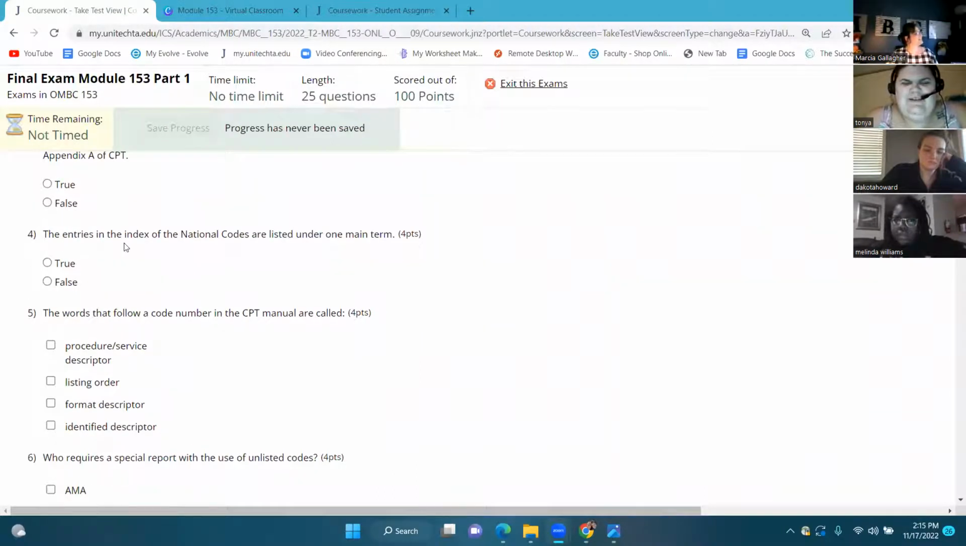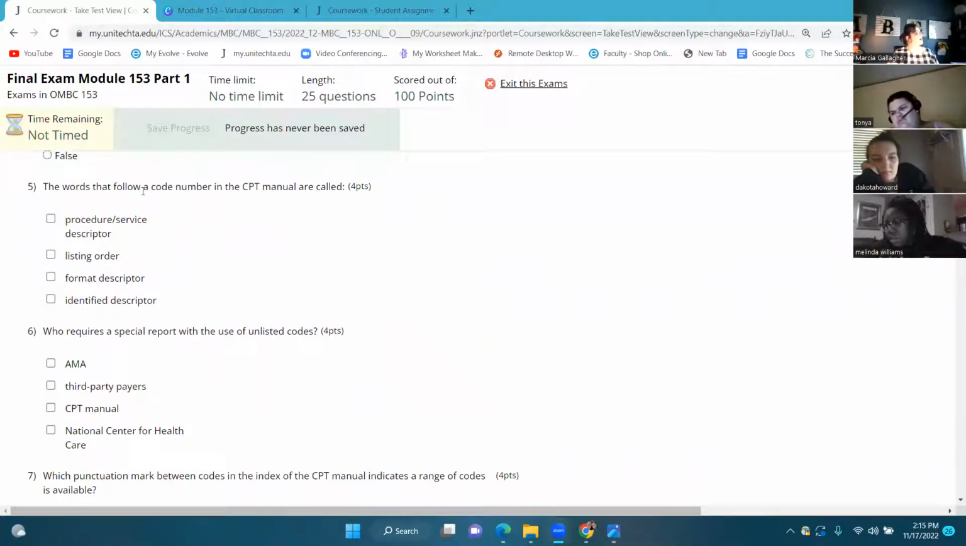The entries in the index of the national codes are listed under one main term. So when you're looking up a code, it's always under one main term. If you're looking up cough and say that cough is your main term, then your subterms may be cough with bleeding. The next one may be cough with what, you know what I mean? So those are going to be your subterms, but your main term is cough, even though it gave us no frame of reference, right? So that is going to be false.